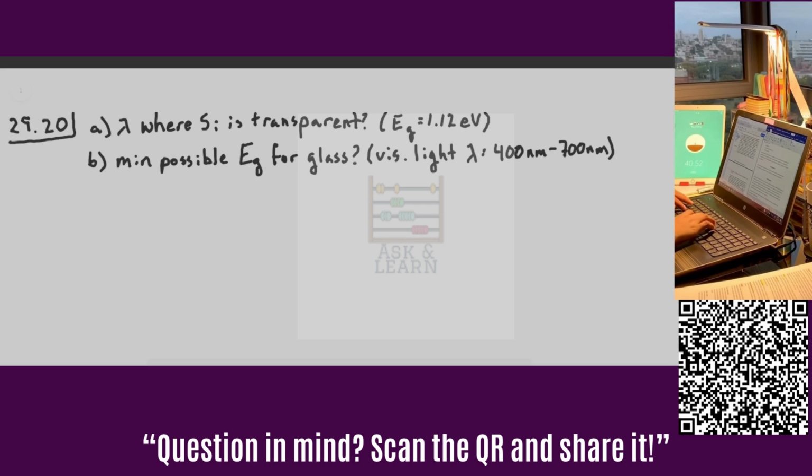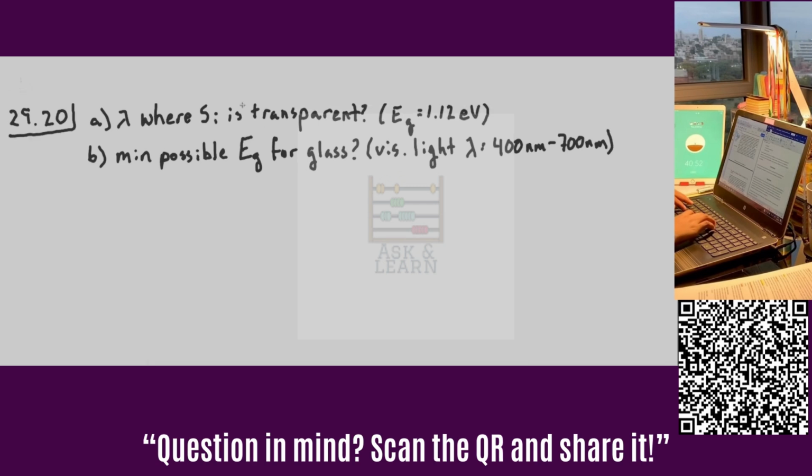So we want to determine the range of wavelengths where silicon is transparent, given that its gap energy is 1.12 electron volts. And then given that glass is transparent to visible light, we want to find the minimum possible gap energy for glass. And the hint tells us that a photon has to have less energy than the gap energy in order for the material to be transparent to a photon of the given energy.